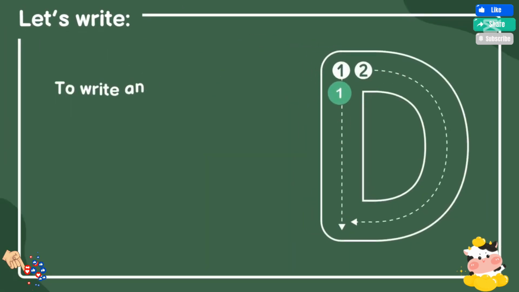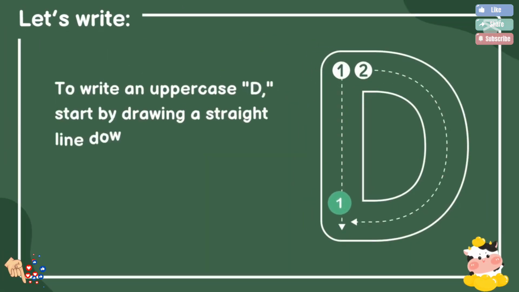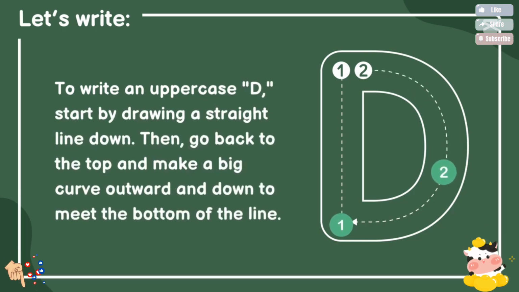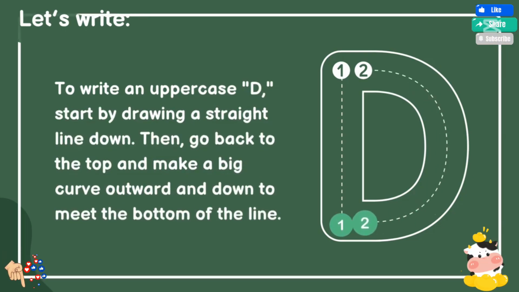To write an uppercase D, start by drawing a straight line down. Then, go back to the top and make a big curve outward and down to meet the bottom of the line.